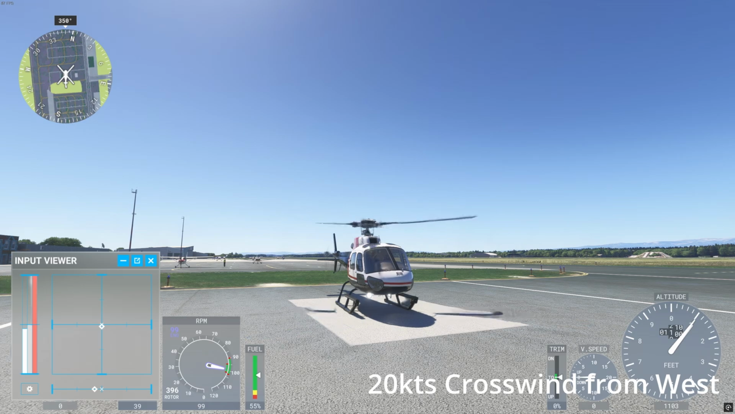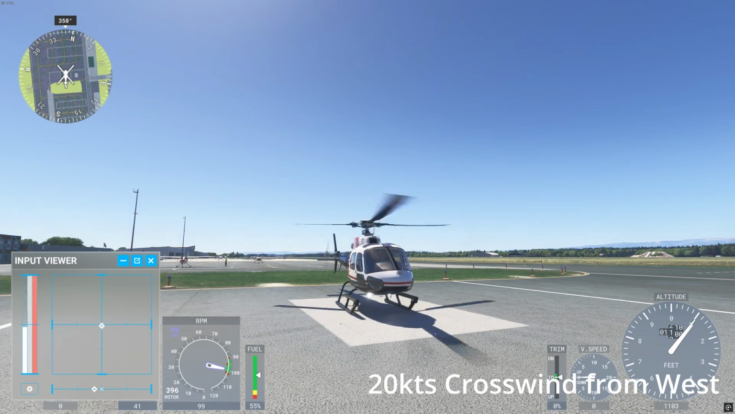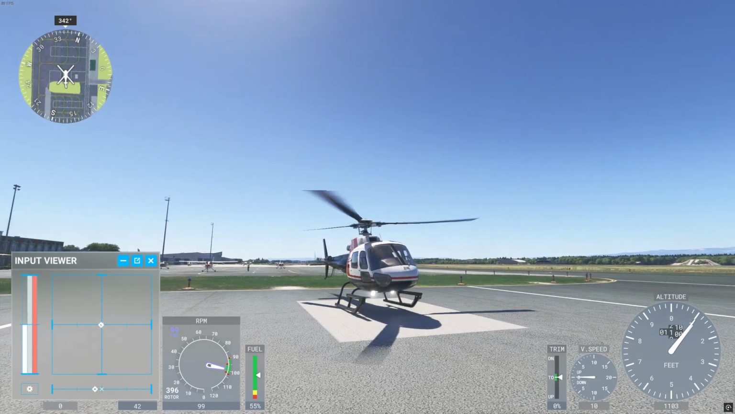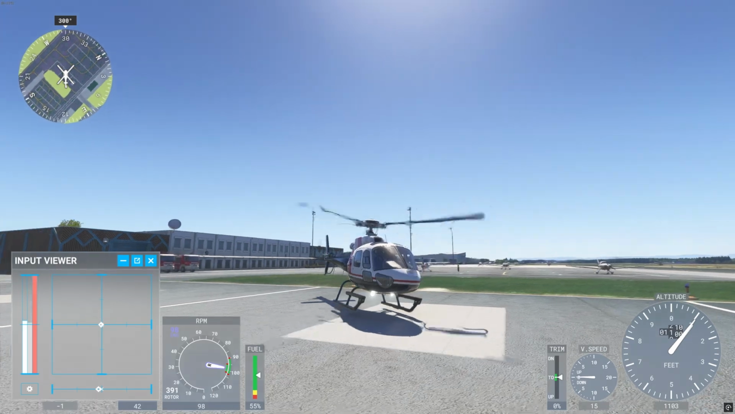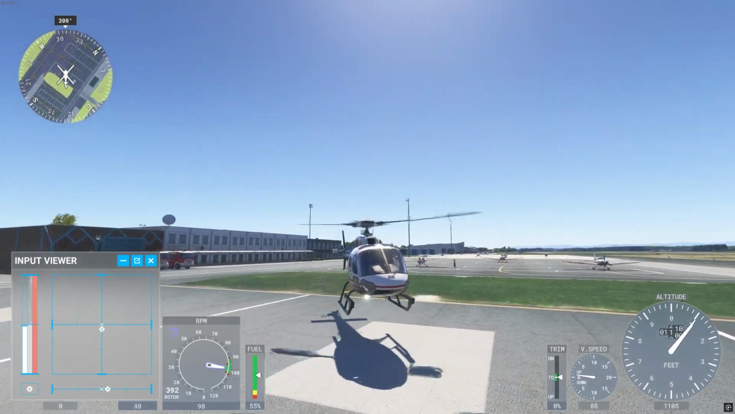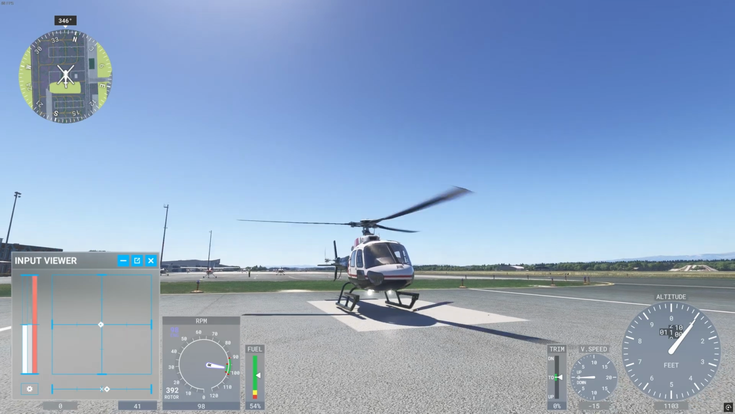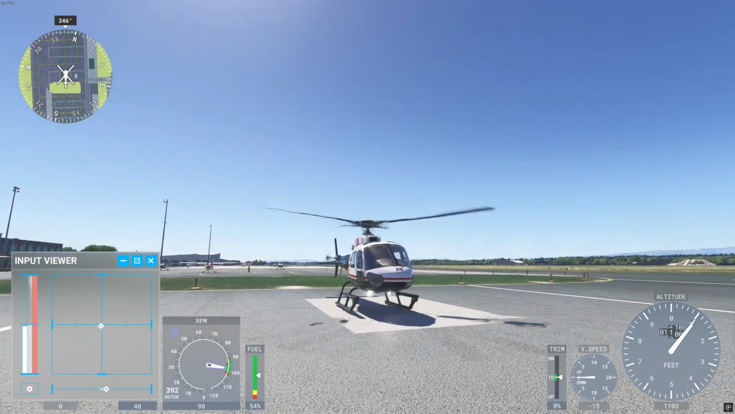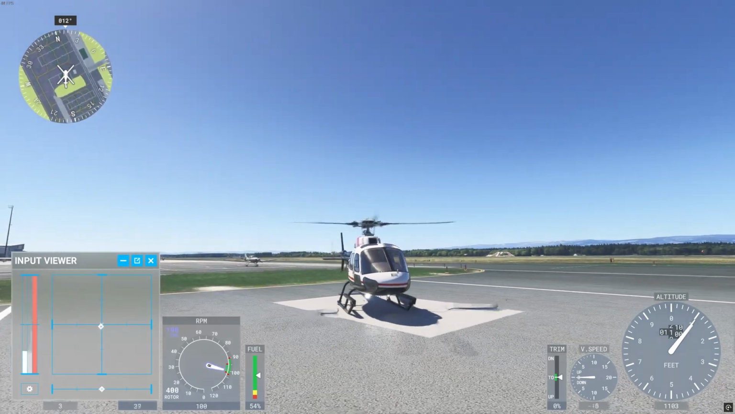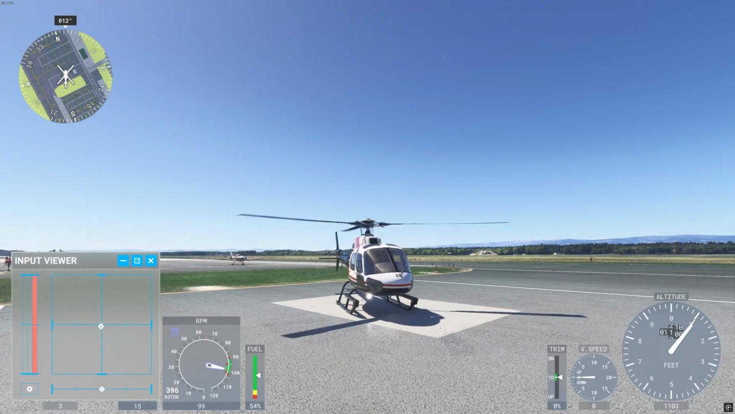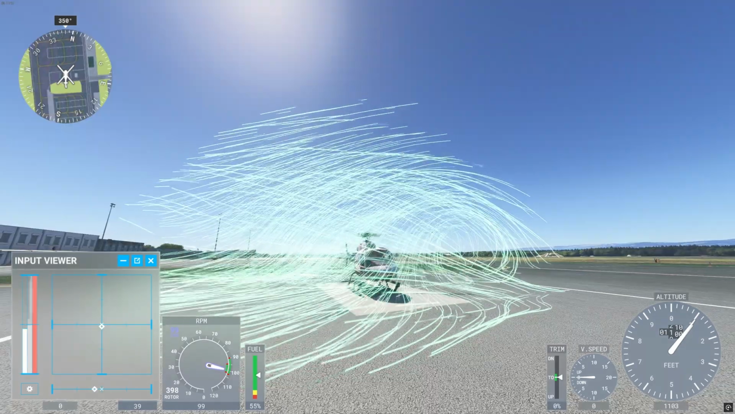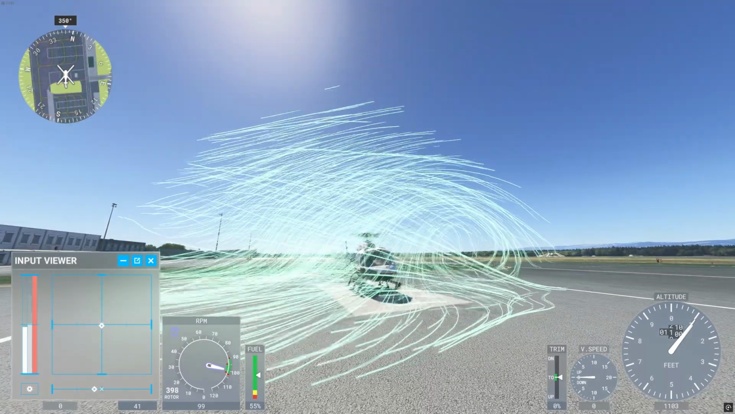This behavior is not limited to the Asobo H125. Here is, for example, Cowan Sim's H125 with the same issue. And here is the CFD of it.